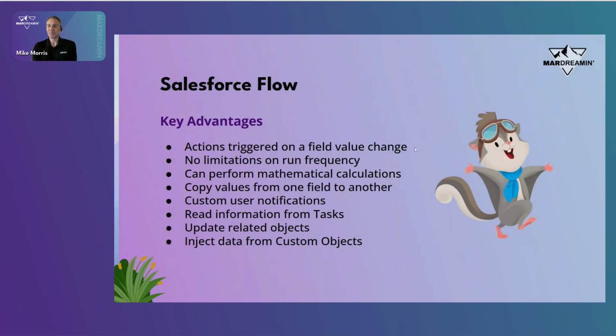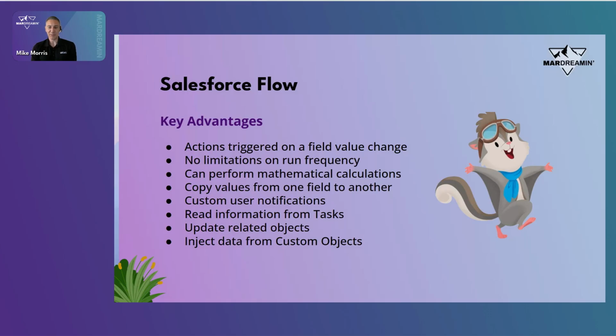The thing that's great about flow is actions are triggered on a field value change. There are no limitations on run frequency. So if Nick filled out that form at 10 o'clock, filled out another form at 10:05, another one at 10:15, that flow is going to fire 3 times. We can do mathematical calculations if we need to. Formula fields are another key area that really help with this. We can also customize user notifications.